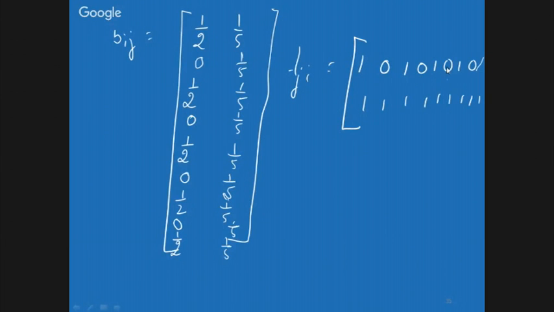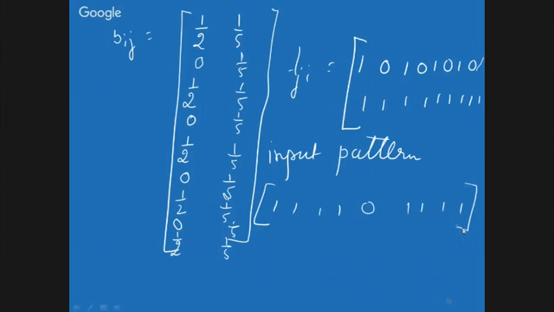All the values in the lower row will be equal to 1. And what is the input pattern that I am giving you here? The input pattern, that is your S i, is given as 1 1 1 1 0 1 1 1 1. There are 9 values.